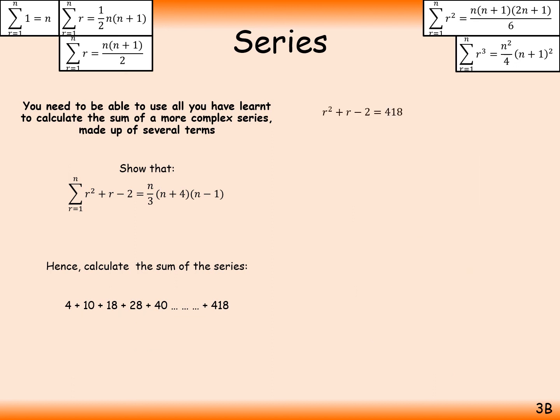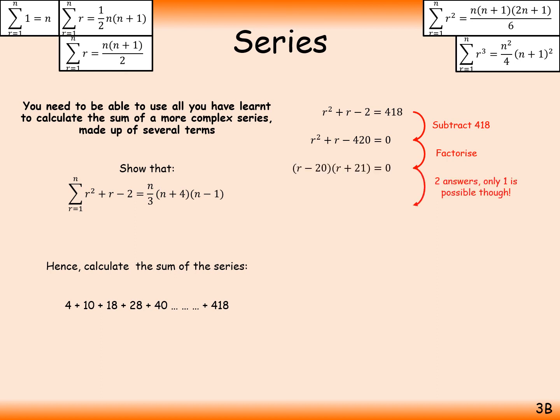So if we simply equate r squared plus r minus 2 equal to 418 and simplify, now you see you've got yourself a quadratic. So if we factorize the quadratic, we get two answers. Only one of them is possible. So we have r equal to 20 and r equal to minus 21. So we need r equal to 20.